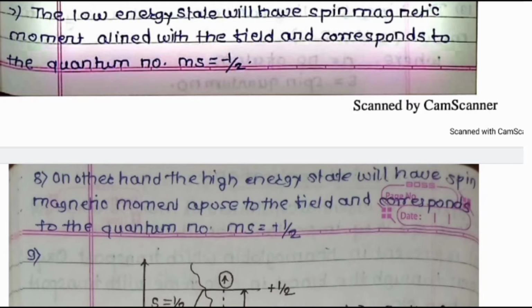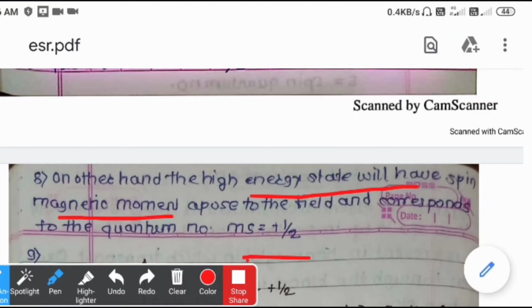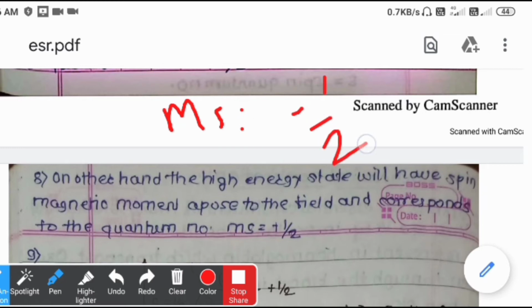In the formula we have seen that delta E depends upon g e, then mu B, and next it depends upon ms. Here it is ms, the spin magnetic quantum number. For the lower energy state, ms should be minus 1 by 2, and for the high energy state, ms should be plus 1 by 2.